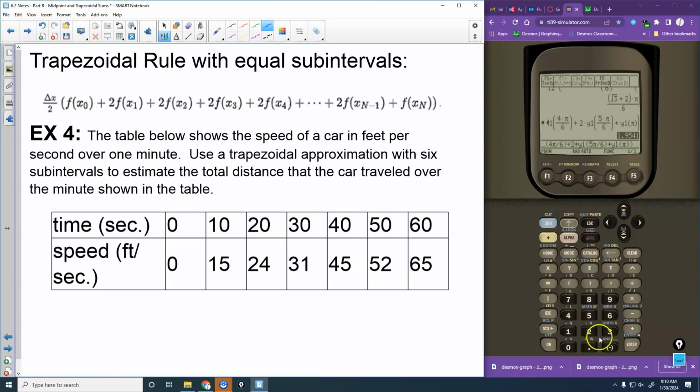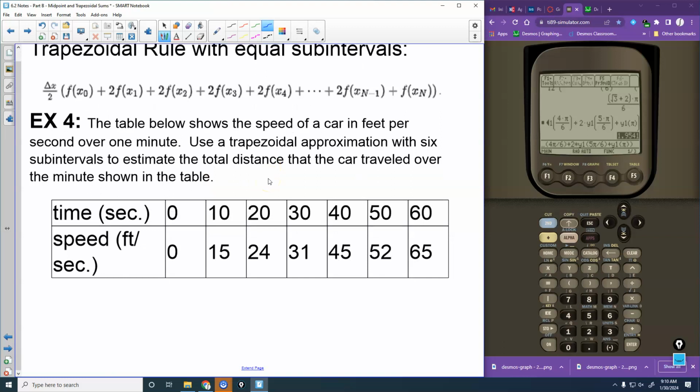We're going to skip 3 for the sake of time because they take a little while, because 4 is a similar problem. So this one is a table problem. It says the table below shows the speed of a car in feet per second over 1 minute. Use a trapezoidal approximation with 6 subintervals to estimate the total distance that the car traveled over the minute shown.